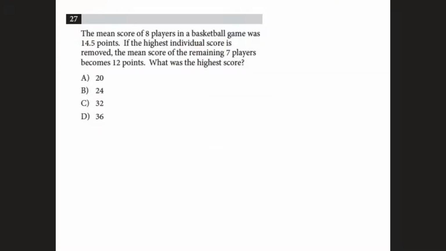27. The mean score of 8 players in a basketball game was 14.5 points. If the highest individual score is removed, the mean score of the remaining 7 players becomes 12 points. What was the highest score?